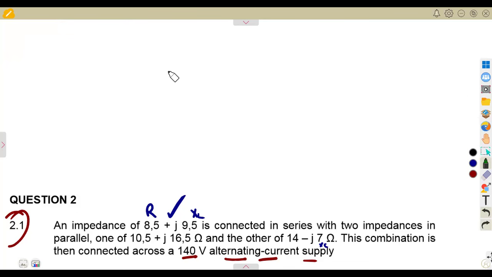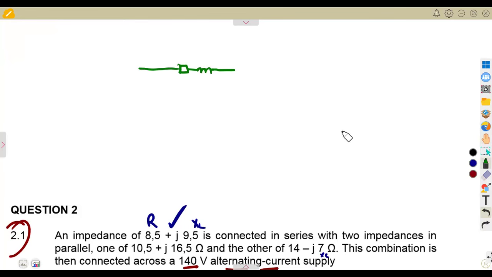All right. So let us consider the first one, I'm just going to write this one. There is a resistor and an inductor there. But like I said, you can just consider it as a single resistor as it is. All right. So the whole of this part is given, which is 8,5. So let's call this Z1. This is equal to 8,5 plus j9,5.